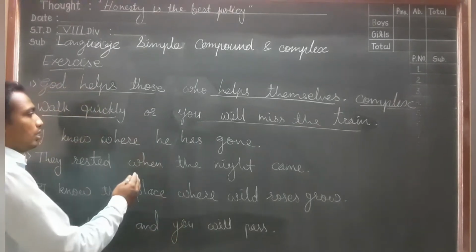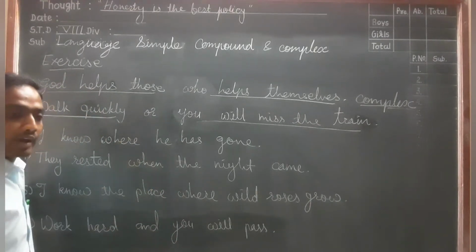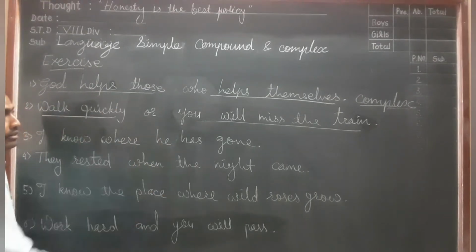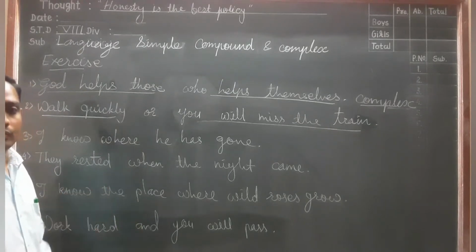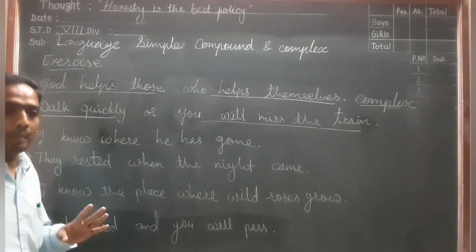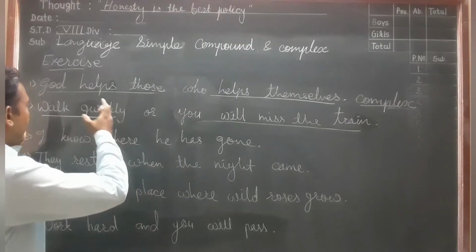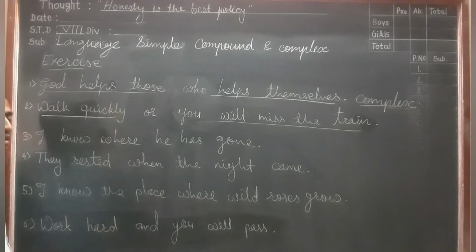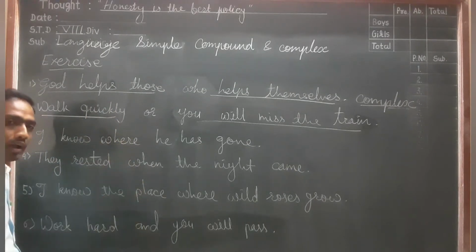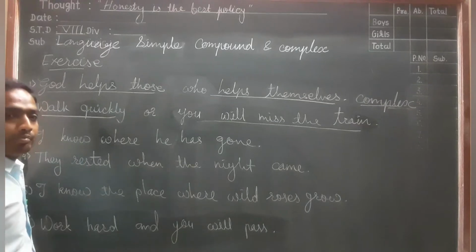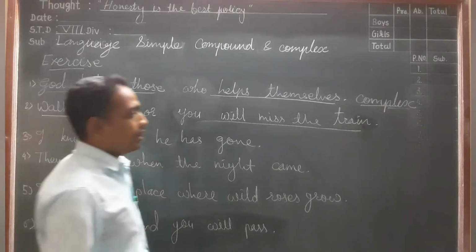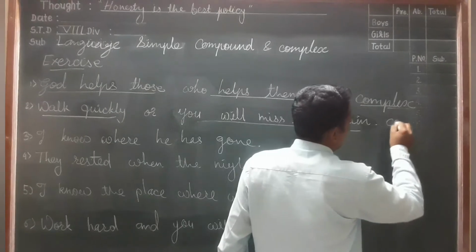So, whenever this type of clauses are given in any sentence, the sentence will be a compound sentence. Which sentence? Compound sentence. Because here two clauses are there, walk quickly and you will miss the train. But both the clauses are independent. They are not dependent on any other clause. So this sentence is an example of a compound sentence.